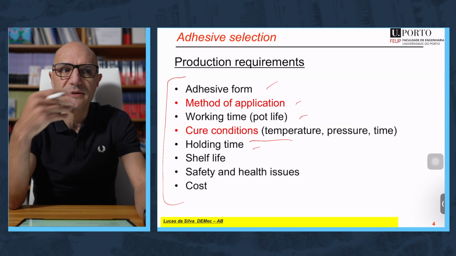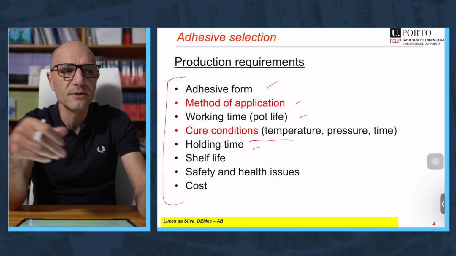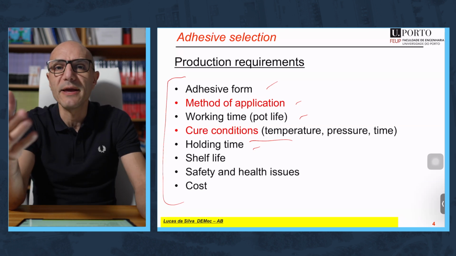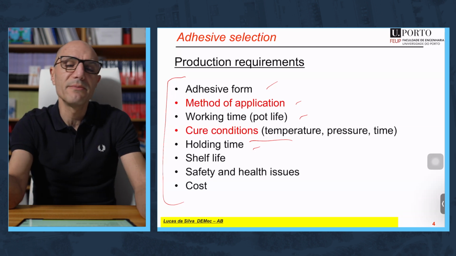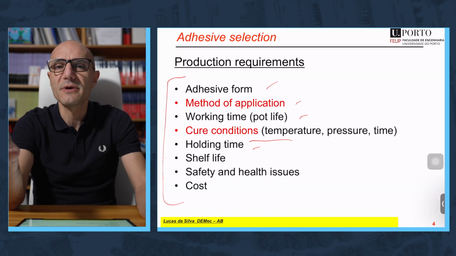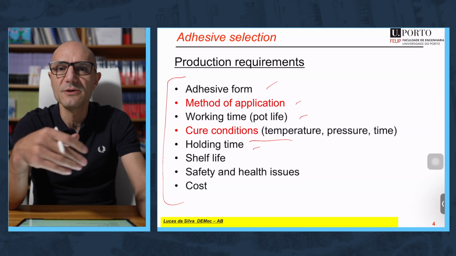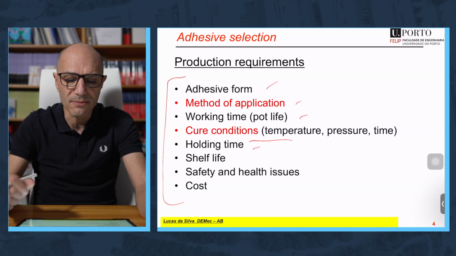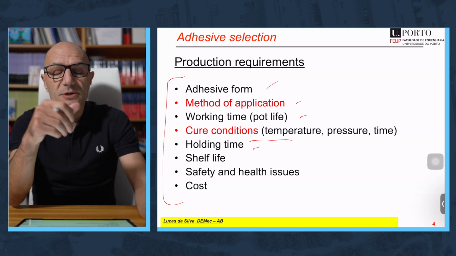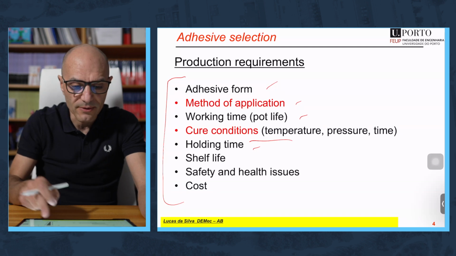Another good example, you have many applications where you need really a thick bond line. For example, in the wind blades, the thickness can vary from 1 millimeter to 10 millimeters in other places. Of course, you cannot use a film adhesive that has a very limited thickness. In that case, you need a paste adhesive that can fill the gaps from 1 to 10 millimeters. So these production requirements are something that you need to be very, very careful with.